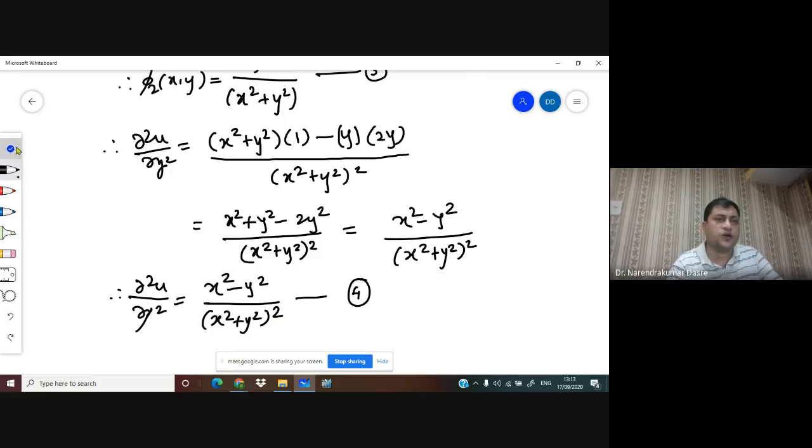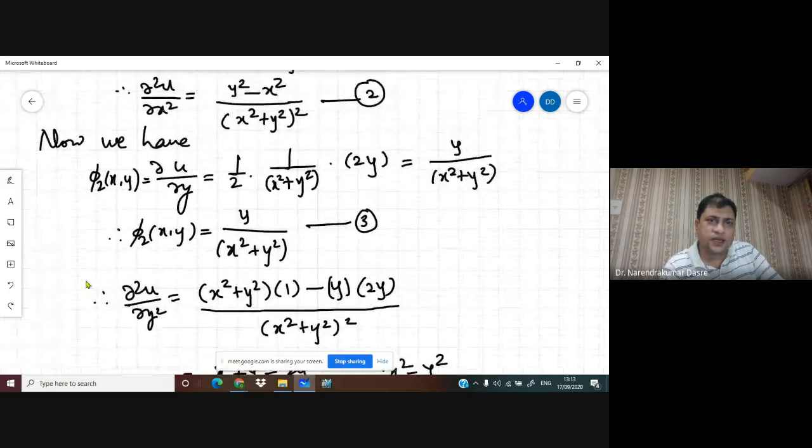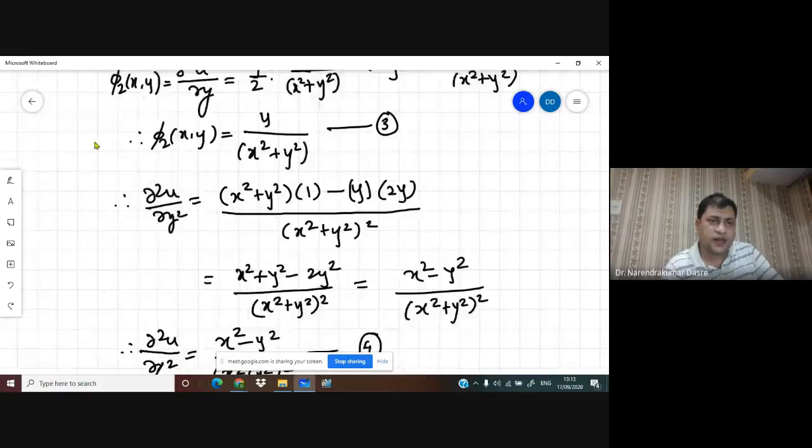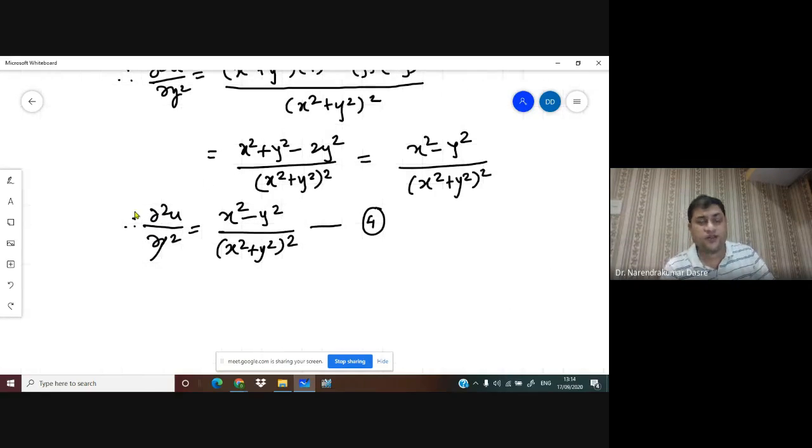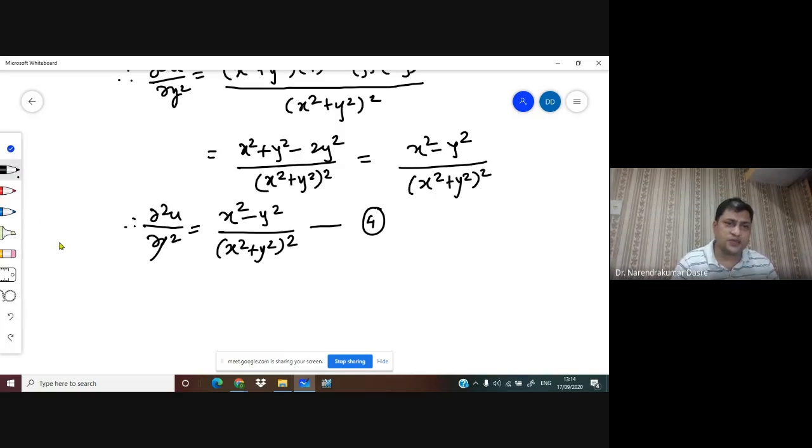So here we got the second order derivative with respect to x, and here we got the second order derivative with respect to y. Now we have to check whether this u satisfies the Laplace equation or not. If it satisfies the Laplace equation, then it is going to be a harmonic function. If it does not satisfy the Laplace equation, then we say it is not a harmonic function.